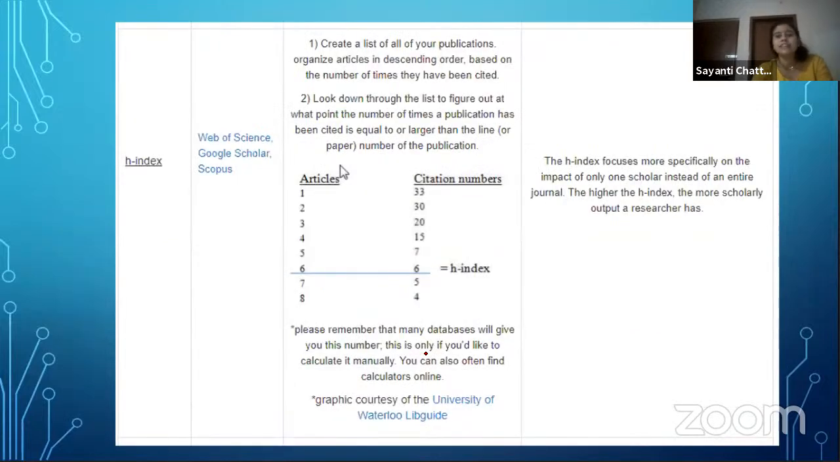Next one is the H index. I have already told you, it is the minimum value of the maximum cited papers. You can see one person has journals with 33, 30, 20, 15 citations like this. So what are the top journals? These are his top journals. And 6 is the minimum value of the citations of his different journals. So his H index should be 6.